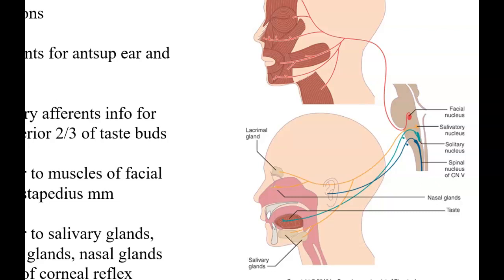It also carries somatic motor to muscles of facial expression and the stapedius muscle. It also carries visceral motor to the salivary glands, the tear glands, and nasal glands, and it supports the efferent limb of the corneal reflex, so the motor part of that corneal reflex. When we have inflammation of the facial nerve, we have something called Bell's palsy.